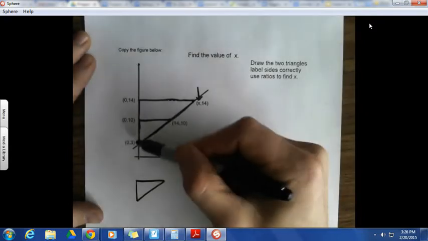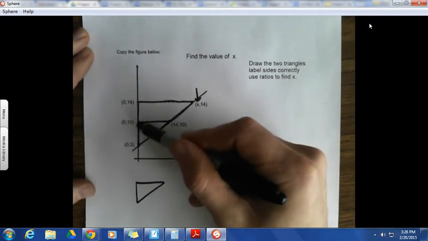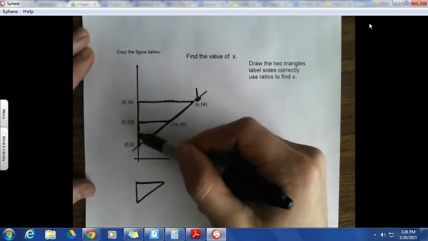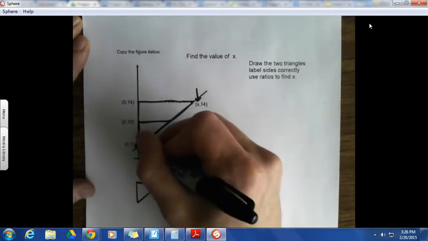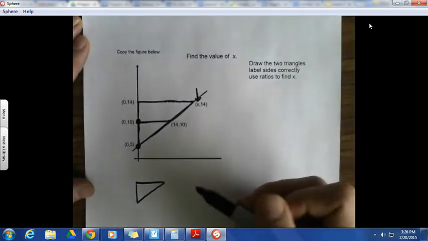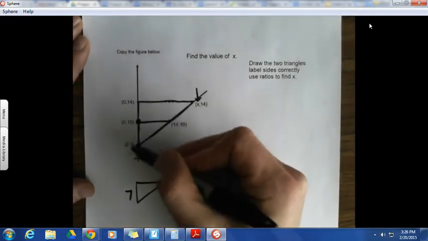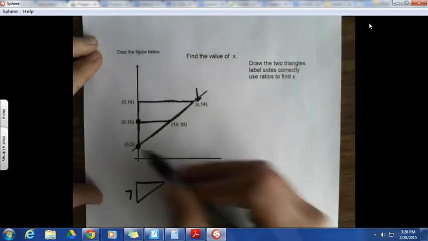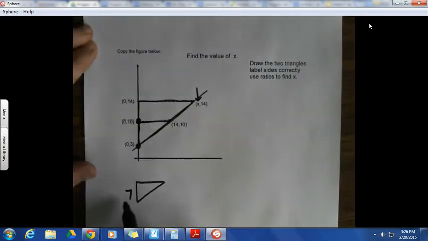Alright, so let's find our sides. We can find our sides using our ordered pairs. This side runs vertically, so we know that our vertical numbers are the y values. So what's the difference between our y values here? We're looking at the distance between this point and this point. So 3 and 10. Well, the difference is 7. 10 minus 3 is 7. 3 plus 7 gets us to 10. So we know what that distance is.